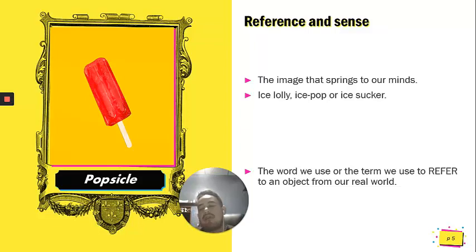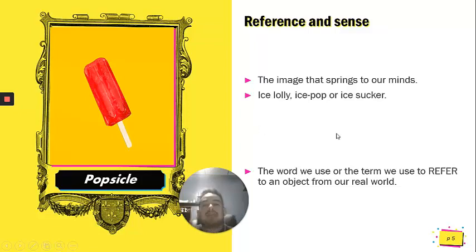Regarding reference, we can term it as the word we use to refer to an object from our real world, or what I want to call the connection between the semantic world, the meanings, and the real world. For example, we have the reference or the word popsicle. And when we hear that word, it helps to create a mental image that maybe it's similar to this we can see on the image here.